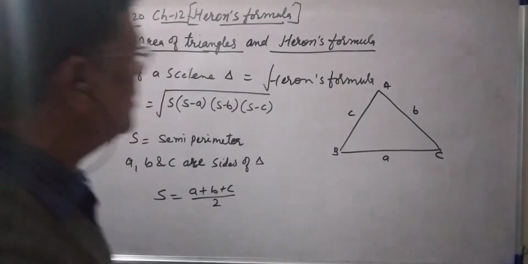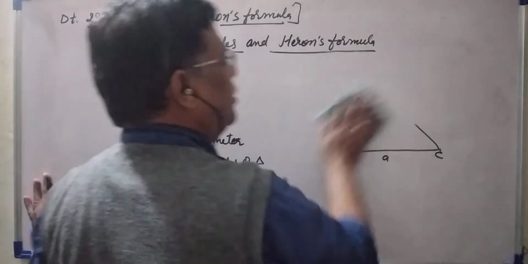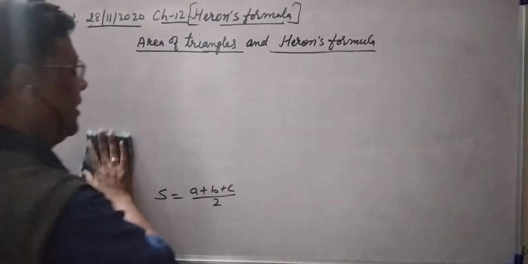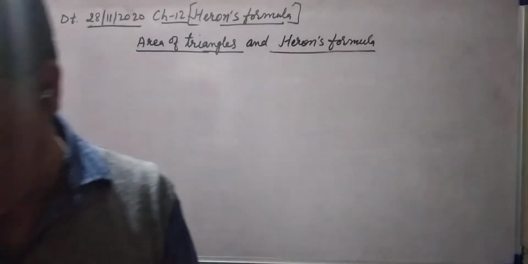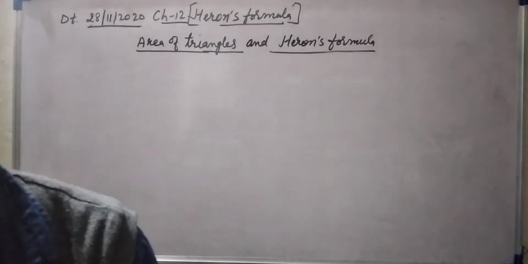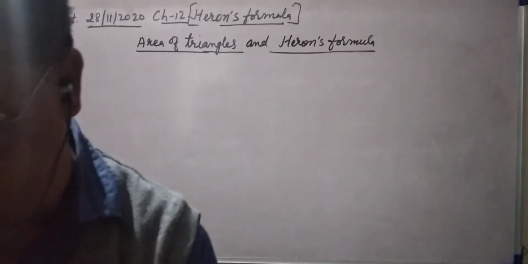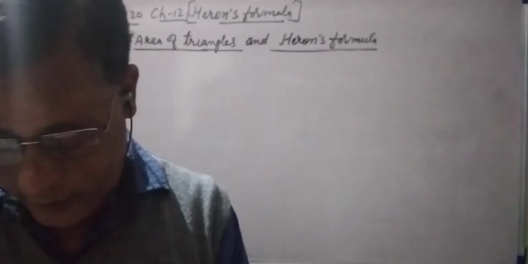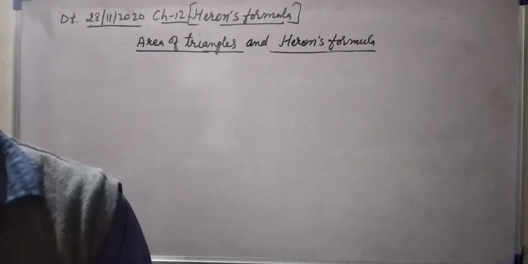Now we will do some questions based on each formula. We can use the area for a triangle whose sides and perimeter are given. In this chapter the second part is the application of Heron's formula to quadrilaterals, and different types of quadrilaterals are not in your course. Only Heron's formula is in your course.